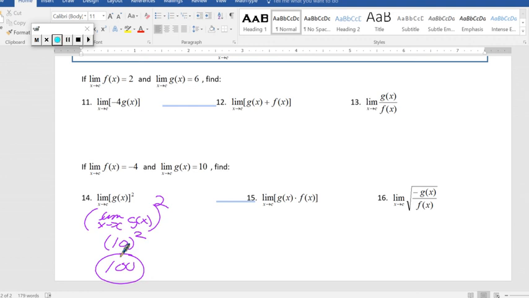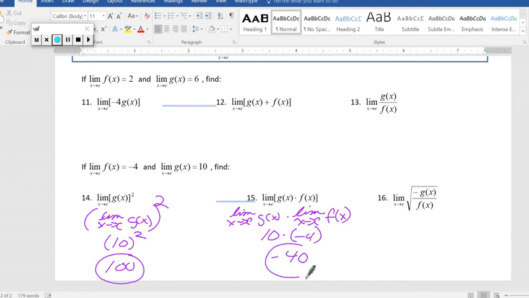Again, I'm going to write these two first as two separate limits being multiplied together, the limit of g of x times the limit as x is approaching c of f of x. I know g of x is 10. I know f of x is negative 4, giving us a total value of negative 40.